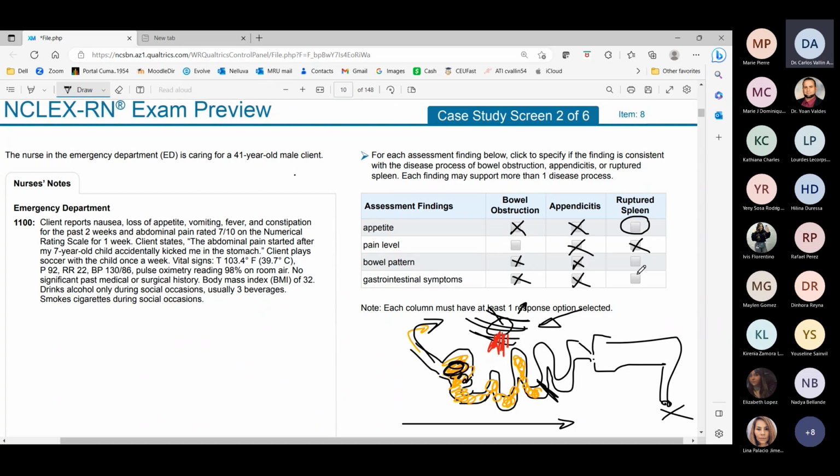So what is the most probable diagnosis? Appendicitis. If I were writing this question, I would like to add fever, which is basically found in appendicitis, not in bowel obstruction or ruptured spleen. So obviously the most probable diagnosis is appendicitis. The bowel obstruction is next, and the least likely is ruptured spleen. Do you understand how to deal with this question?